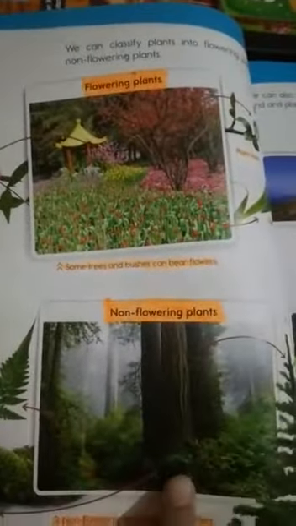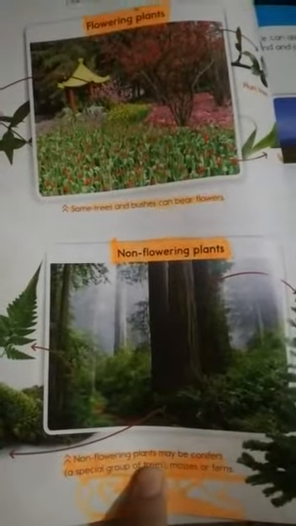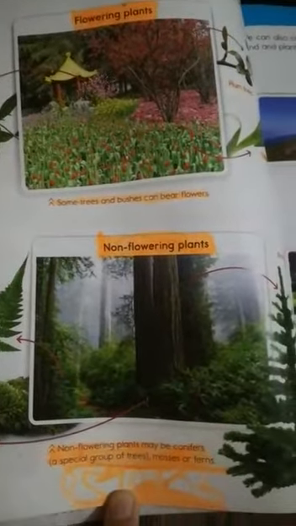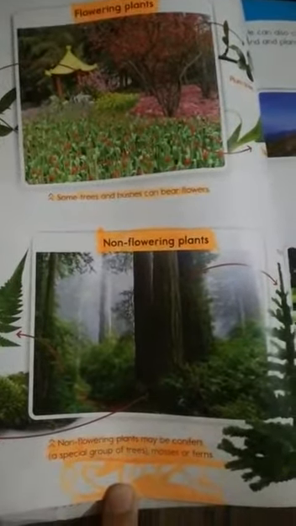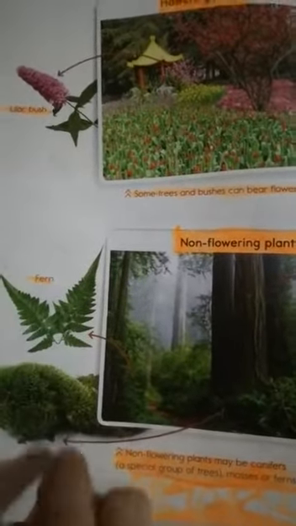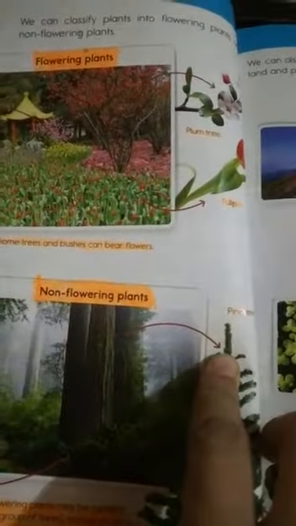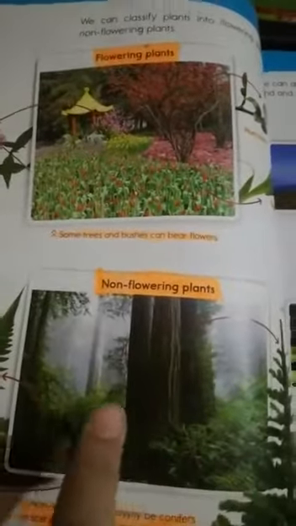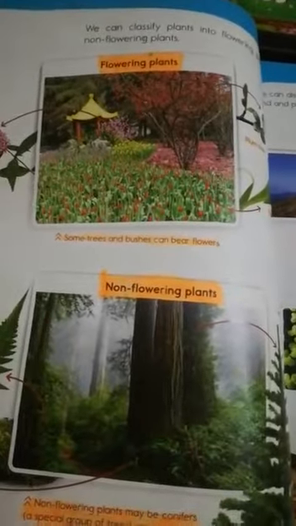And there are non-flowering plants. Non-flowering plants means the plants that only have leaves, they do not produce flowers. What are those plants? Fern, moss, and pine tree. Okay, these are non-flowering plants. It means that they do not produce flowers.